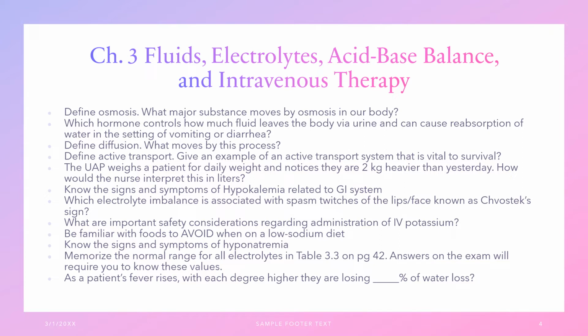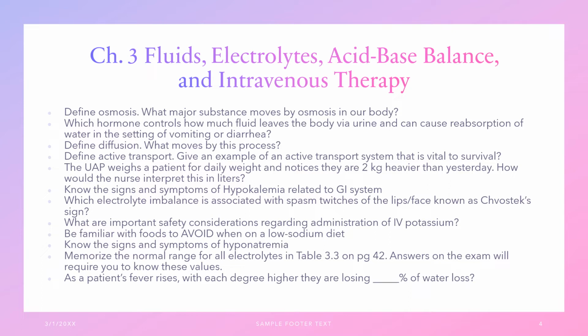The UAP weighs a patient for daily weight and notices they're 2 kilograms heavier than yesterday. How would the nurse interpret this in liters? We can find this on page 35 within the clinical cues box. The most accurate measure of fluid gain or loss for any age group is weight change. A weight gain or loss of 2.2 pounds or 1 kilogram in 24 hours would indicate a weight gain or loss of 1 liter of fluid. So if a patient was 2 kilograms heavier than yesterday, the nurse should interpret that as 1 liter of fluid heavier, or 1 additional liter of fluid within their system.